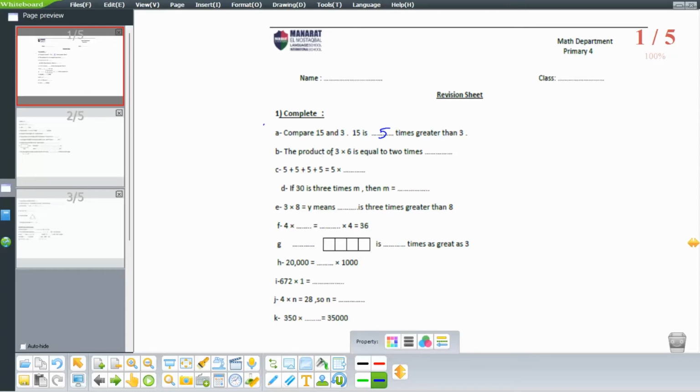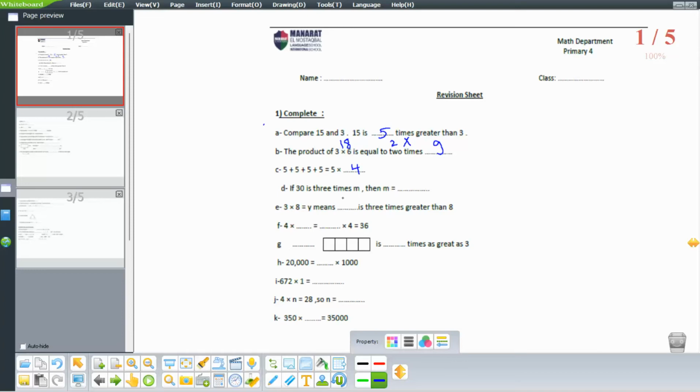Okay, the product of 3 times 6 is equal to 2 times what? 3 times 6 equals what? Do you remember? 3 times 6 equals 18. Is equal to 2 times what? Equal 18. 2 times 9. Okay, here we repeat 5 four times. We know that multiplication is repeated addition, and the number of repetitions is 5 times 4.